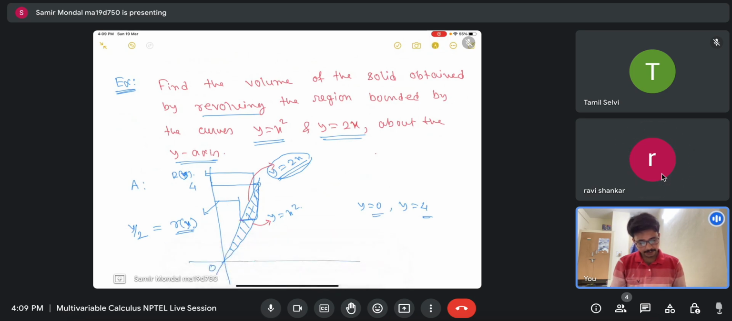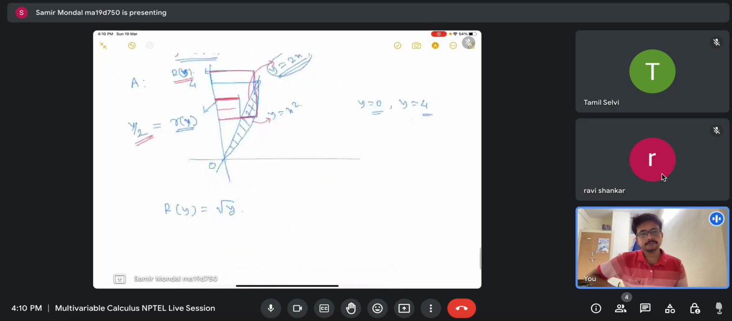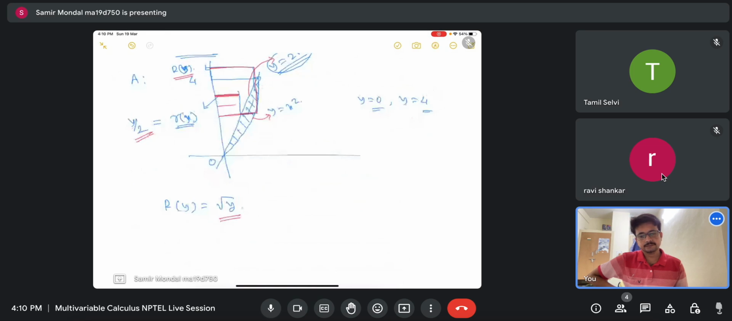Yes, sir. So this is the radius for your smaller one. This distance from y to this one is nothing but y by 2. For the bigger one, take the full distance from y to this one, it's capital R of y, which is nothing but root y. It's fine.